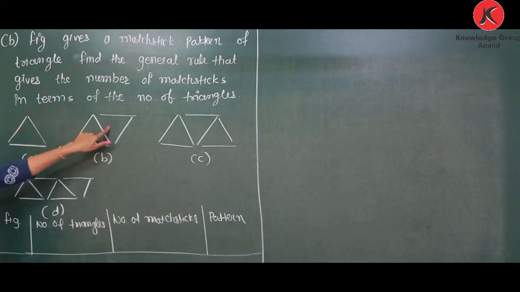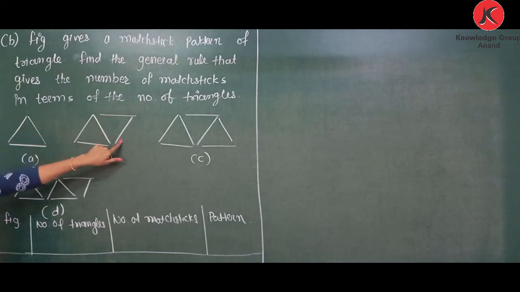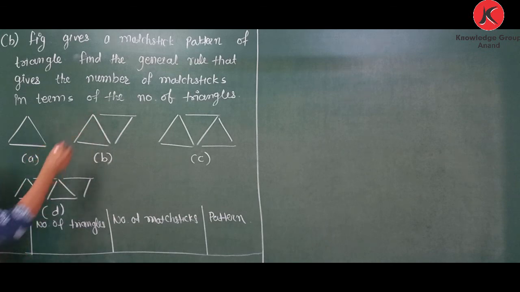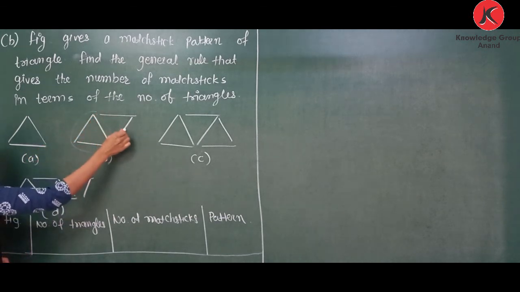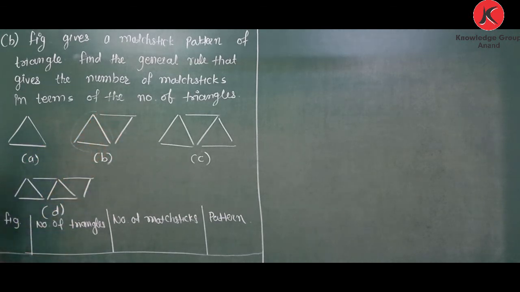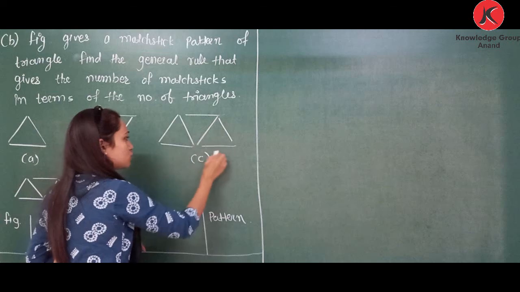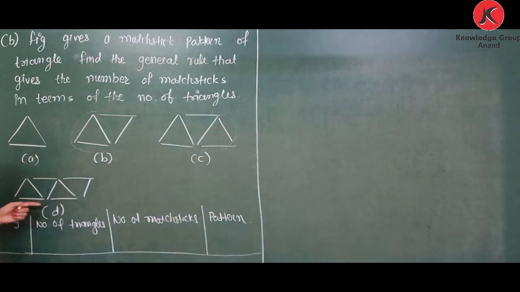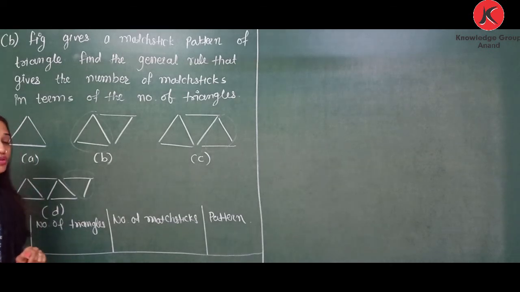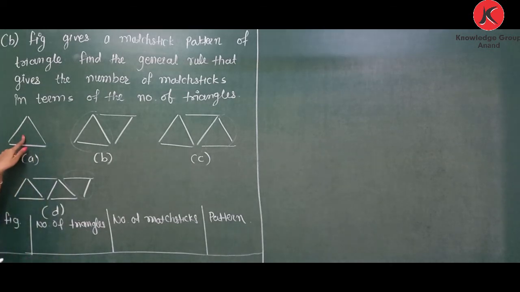To add a consecutive triangle, how many matchsticks are required? 2. This 3 we already have, and at the last we need to add 2 more matchsticks to have a consecutive triangle. Now for the next triangle, again we need to add 2. For the next pattern, again we need to add 2. It means every time we need to add 2 matchsticks. So we can find the rule.